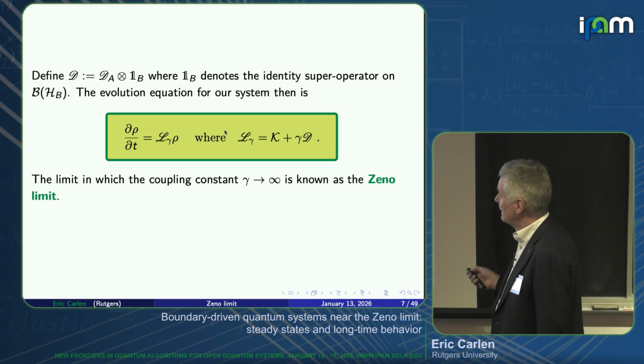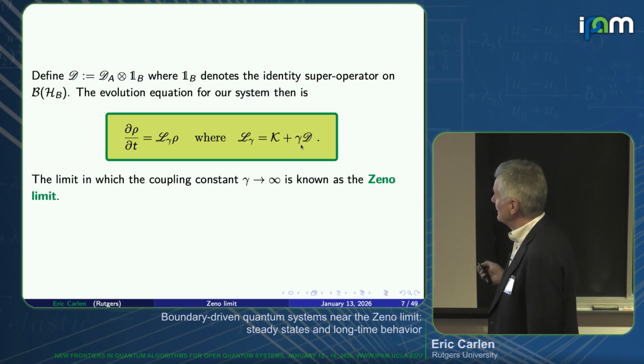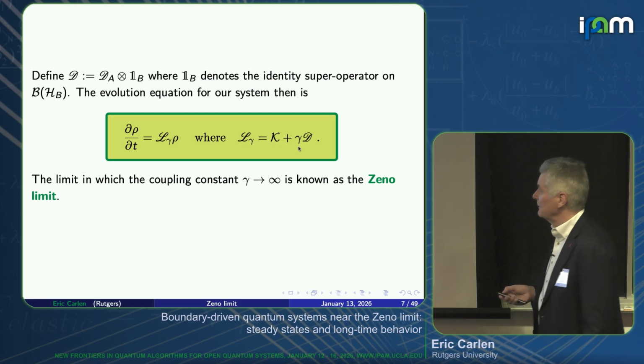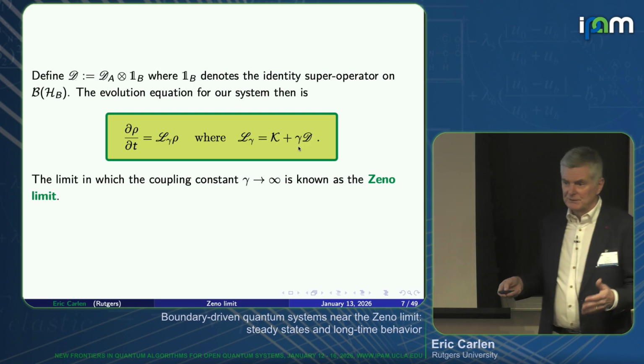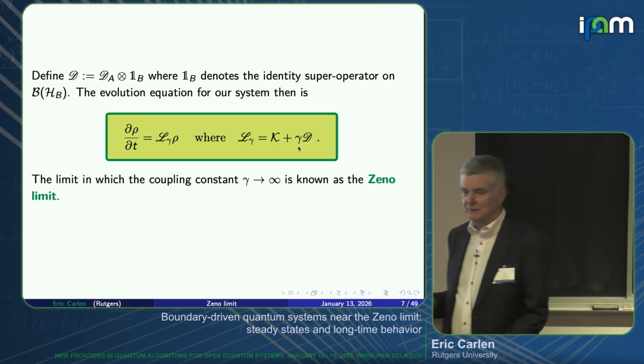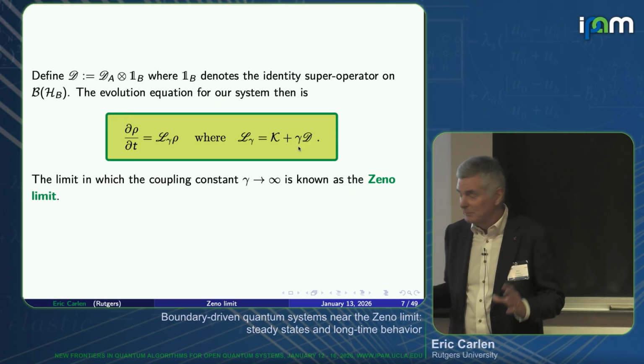So the full Lindbladian, L_gamma, has the coherent part acting at unit speed, and there's this gamma in front of the dissipation, and the limit in which the coupling constant gamma goes to infinity is known as the Zeno limit in the physics literature. So this is sort of the Zeno paradox.